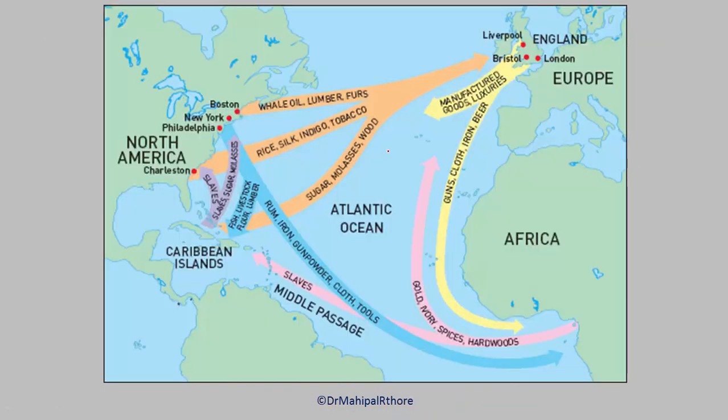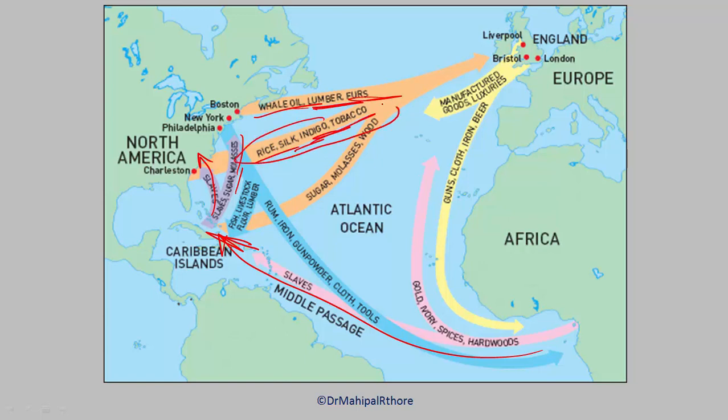So this is a map showing the thriving North Atlantic Ocean trade in the 16th, 17th, 18th century. You can see here there are raw materials like sugar, molasses. They are going from the southern United States and the Caribbean islands to northern colonies of New York and Massachusetts here. And also slaves are coming from Africa to America. All these slaves are then further going to American colonies here. Then whale oil, lumber, furs, rice, silk, indigo, tobacco, these are the main products from here.